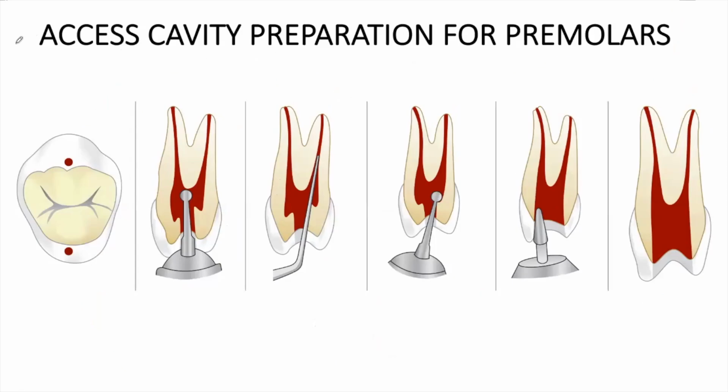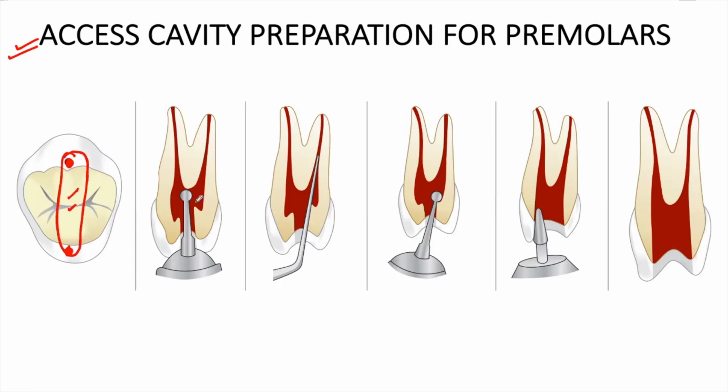Now let's see the access cavity preparation of maxillary premolars. As we have seen in internal anatomy, it has two canals. The buccal canal is located under the buccal cusp tip and the palatal canal is located under the palatal cusp tip. The pulp chamber is located in the center of the occlusal surface, and if we check the shape, it is oval.